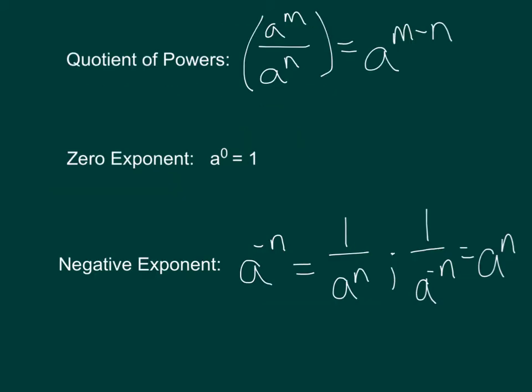The final three rules that we'll talk about with exponents is the quotient of powers. So when you're dividing like bases, you subtract the exponents. Anytime anything is raised to the zero power, it becomes 1. And negative exponents kind of flip the part that it's connected to, the base of the term, down into the denominator if it starts in the numerator.